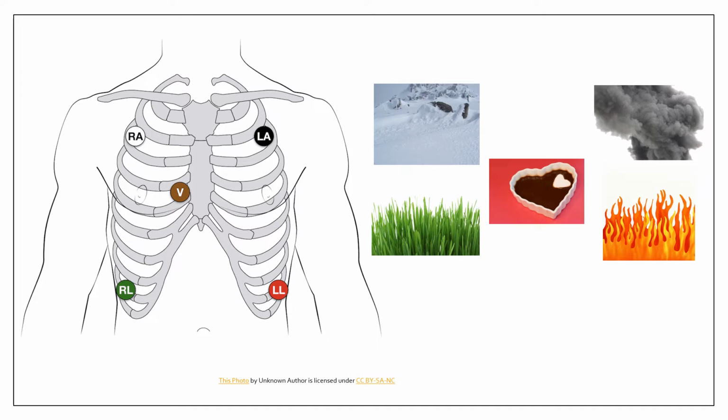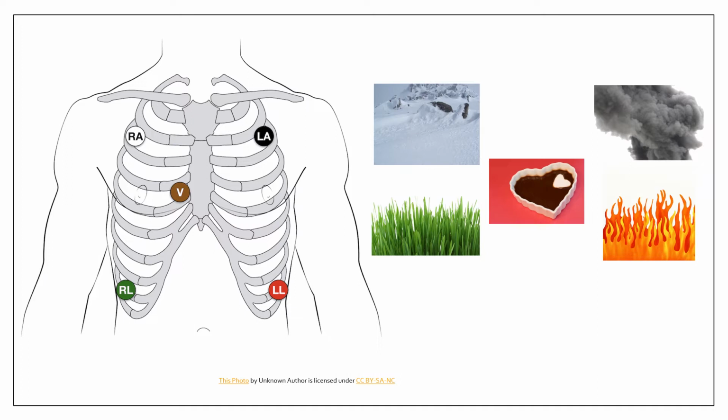Moving to the left arm, now we're on the black lead that says LA in the picture. This is placed on the left upper chest below the clavicle, and it acts as a positive pole for lead 1, and it helps determine whether electrical impulses are moving towards or away from the left side of the heart. So RA and LA help us look across the atria.